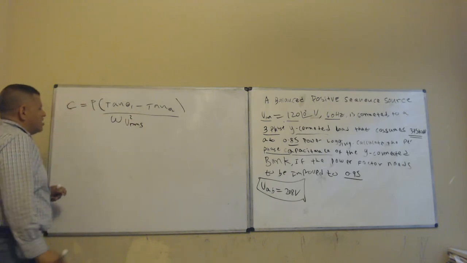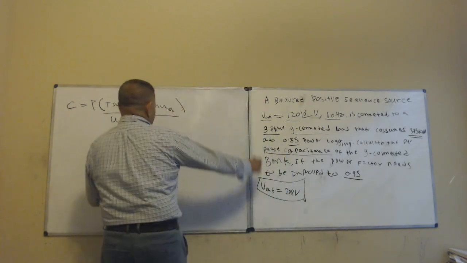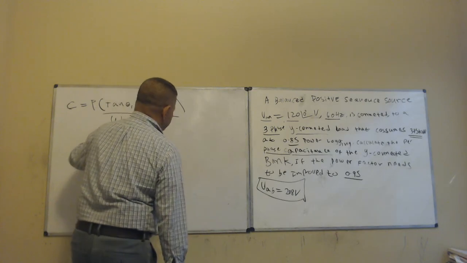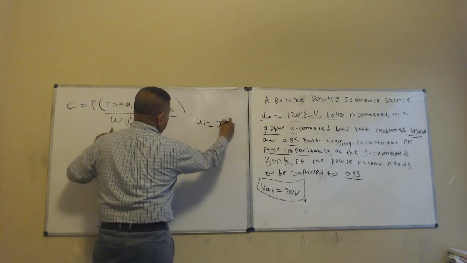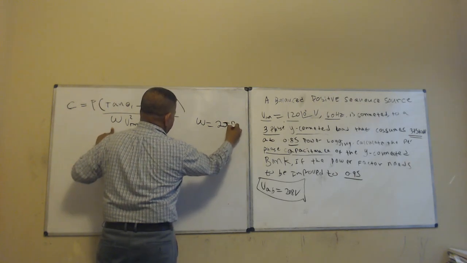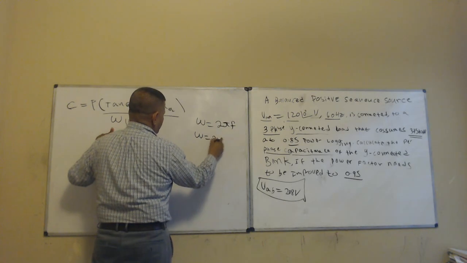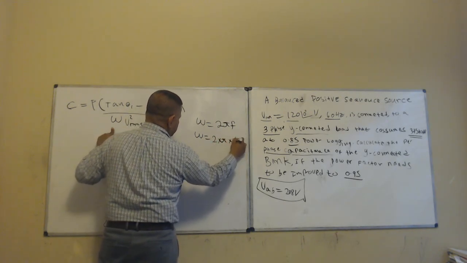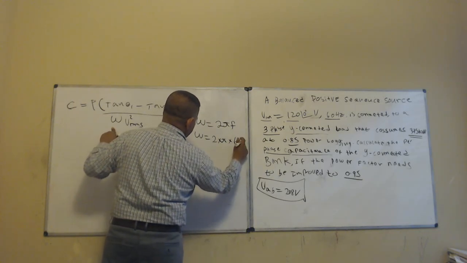And what is V squared RMS? Well, we found it. That is the line-to-line voltage, the phase-to-phase voltage. So we found that one. So we need to do omega. Omega, we say that is 2 pi f, right? So omega in this case is going to be 2 times pi times 60 hertz, right?